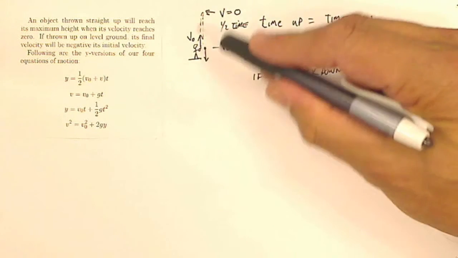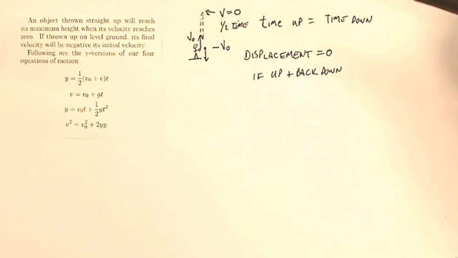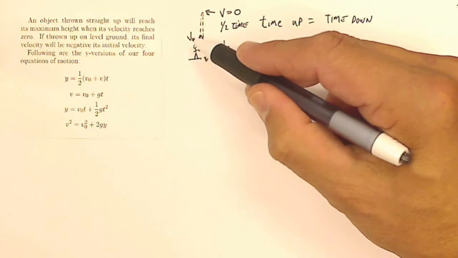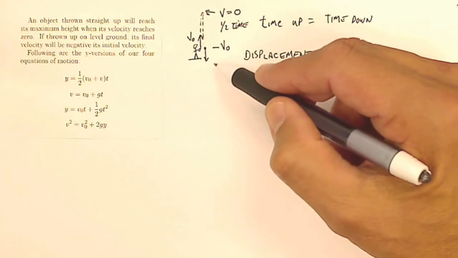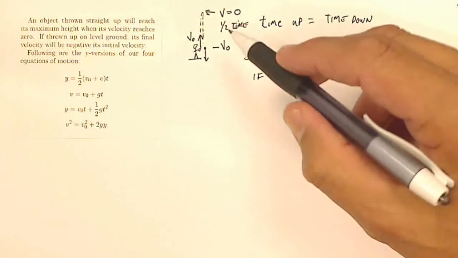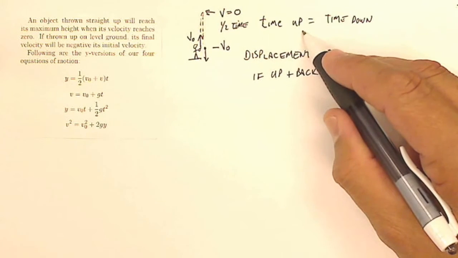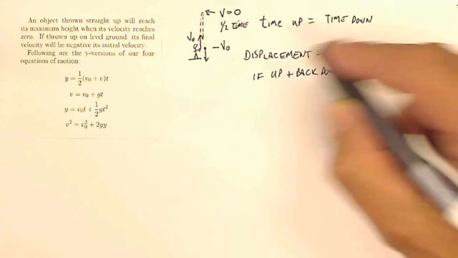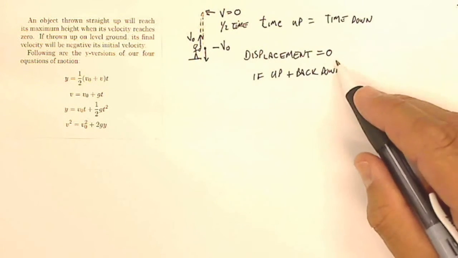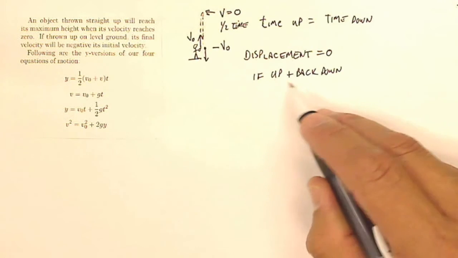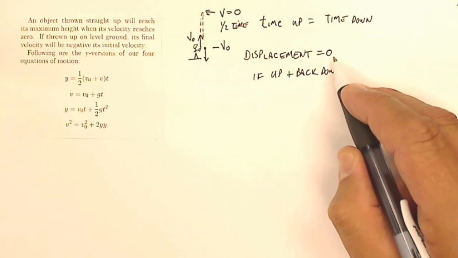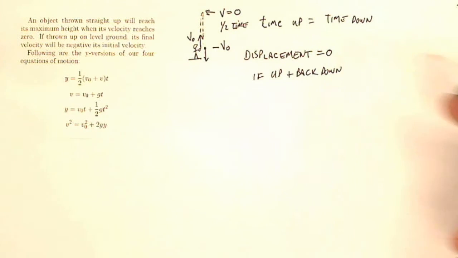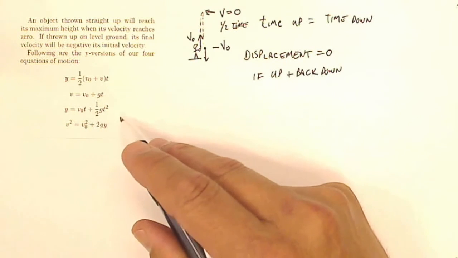So you've got the velocity is 0 up at the top as a first trick. The second trick is that the initial velocity and the final velocity are going to be opposite each other. The third trick is that the amount of time it takes to go up is equal to the amount of time it takes to go down, so half the time at the top. And your fourth trick is that if it goes up and back down, then the displacement is going to be 0. And you can use those to solve your problems using your equations of motion.